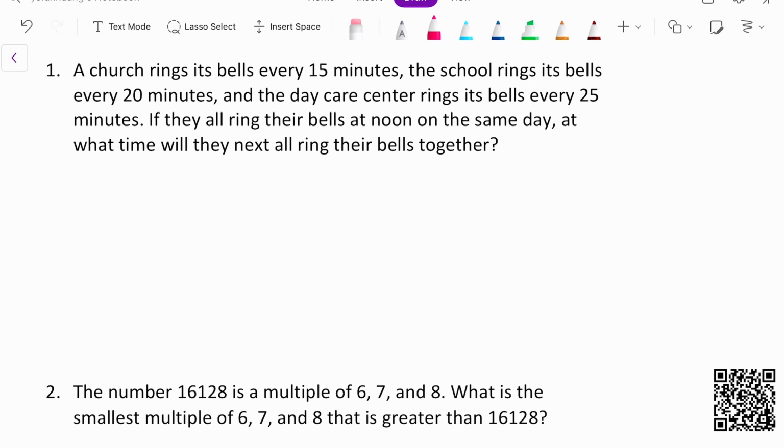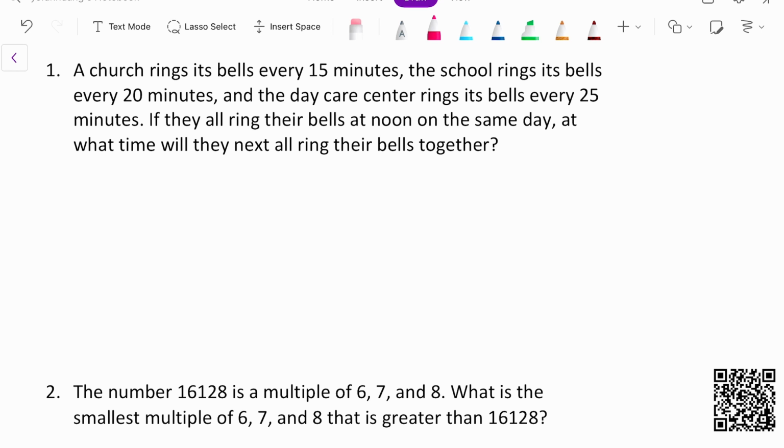Today's first question is, a church rings its bells every 15 minutes, the school rings its bells every 20, and the daycare center rings its bells every 25 minutes. If they all ring their bells at noon on the same day, at what time will they all ring their bells together?